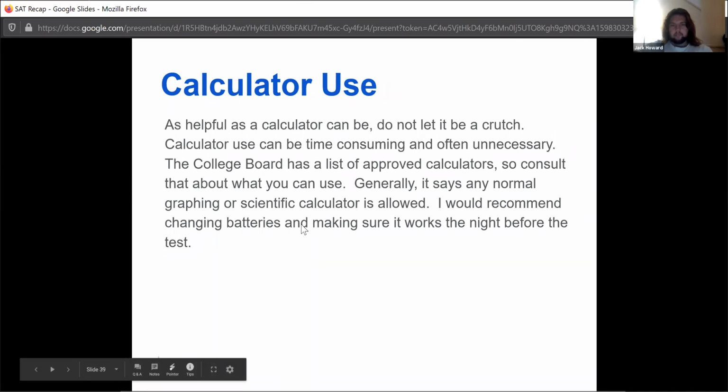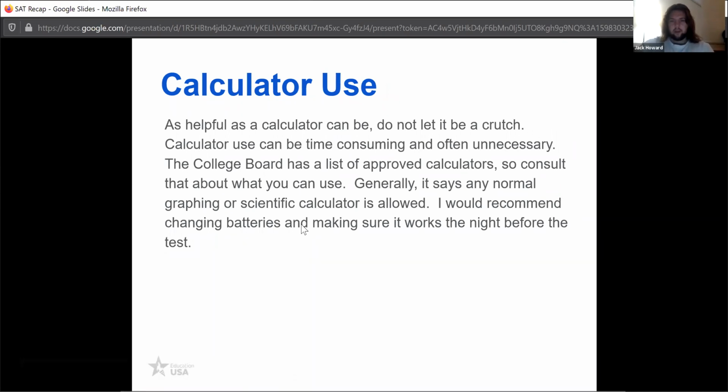Calculator use: don't use the calculator too often. Maybe practice as much as you can without it. Using the calculator too much can take time, which is important.